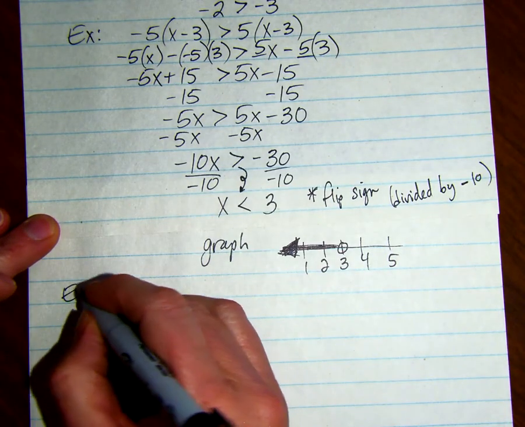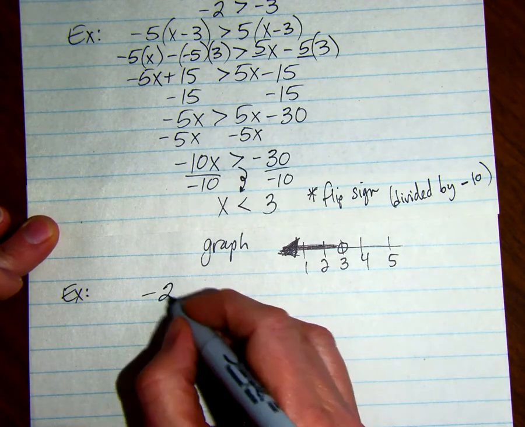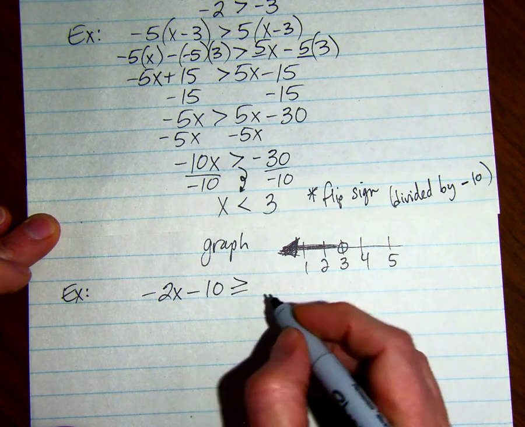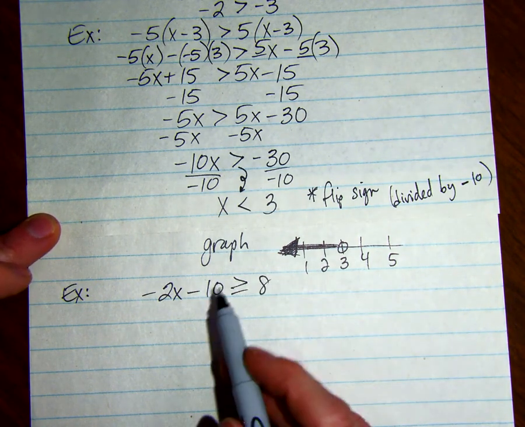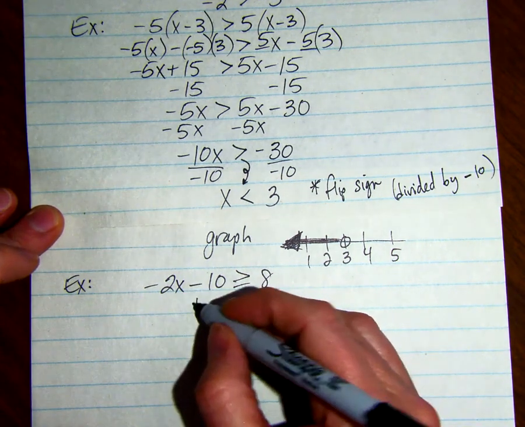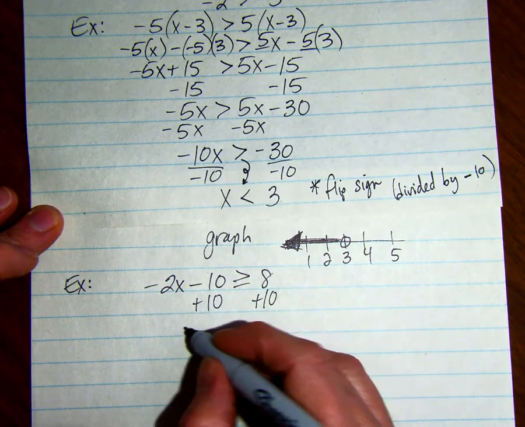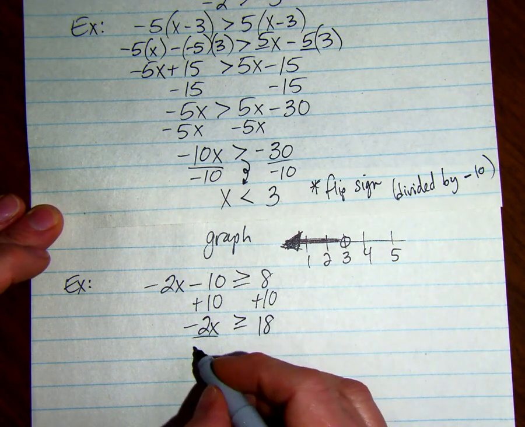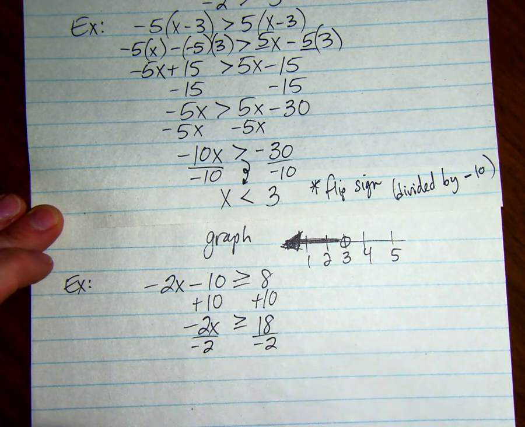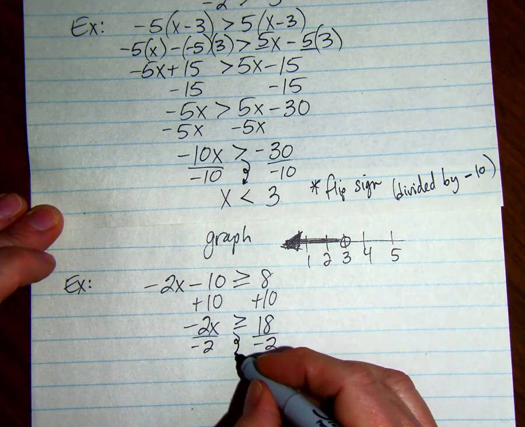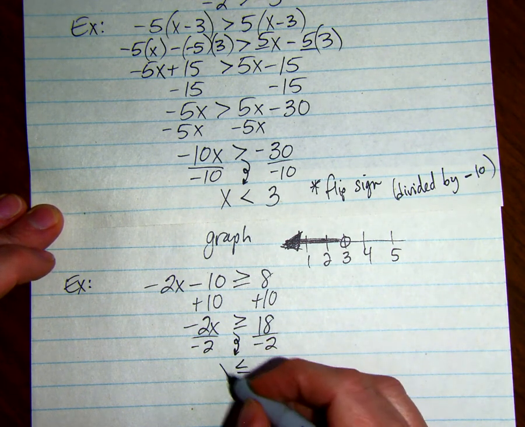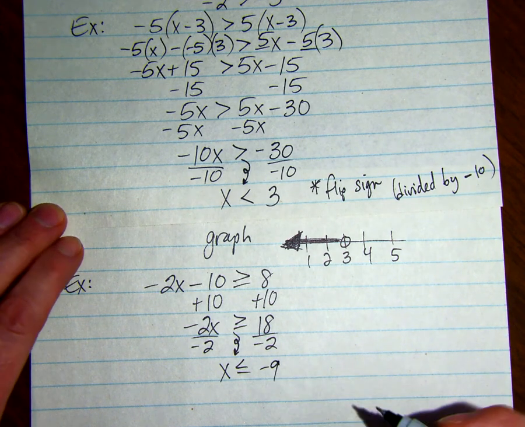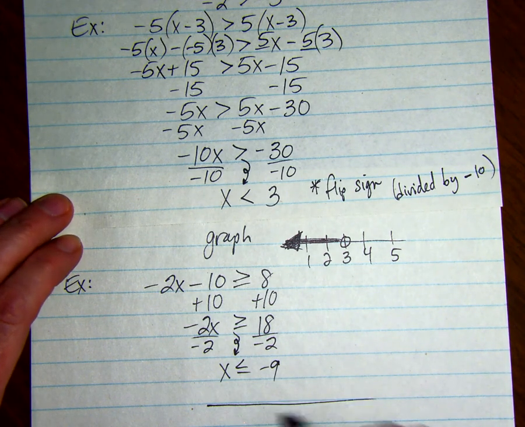I want to do one more example where we have to divide or multiply by a negative number. So example 2. Negative 2x minus 10 is greater than or equal to 8. So we're going to solve just like we had an equal sign. We'll add 10. We get negative 2x is greater than or equal to 18. Now we have to divide by a negative number. And then we got to flip the sign. So it's going to be less than or equal to. So x is less than or equal to negative 9. So we had to remember to flip the sign.